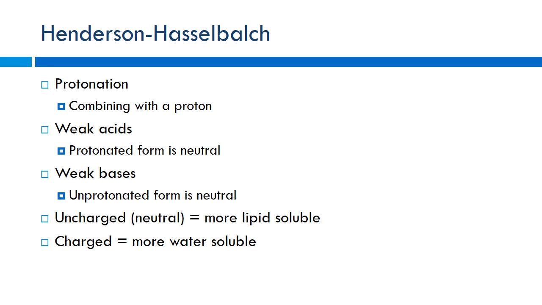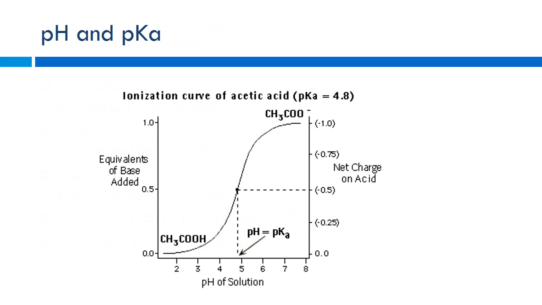So again, when we're covering the Henderson-Hasselbalch equation, more protonation is combining with a proton, with weak acids being in the protonated form as their neutral state. Weak bases are unprotonated in the neutral state. Again, the more charged it is, the more water soluble and the less likely it is to be absorbed. And remember, when the pH is at the pKa, when those two are equal, you have basically a 50-50 split between protonated and unprotonated. That's the point where you may not have the greatest absorption, but you at least will have some absorption there.